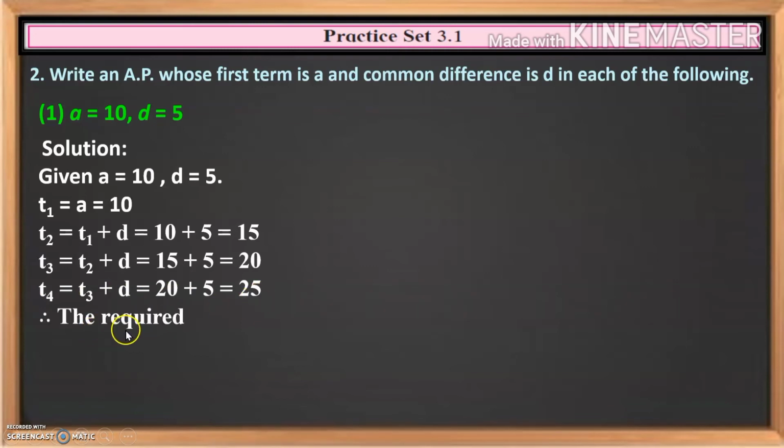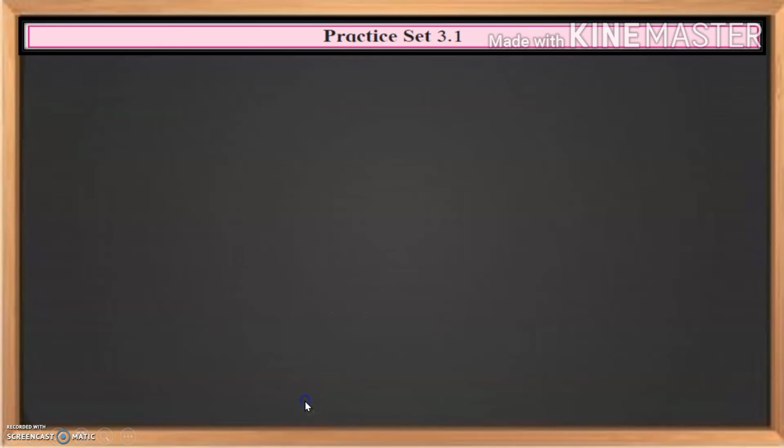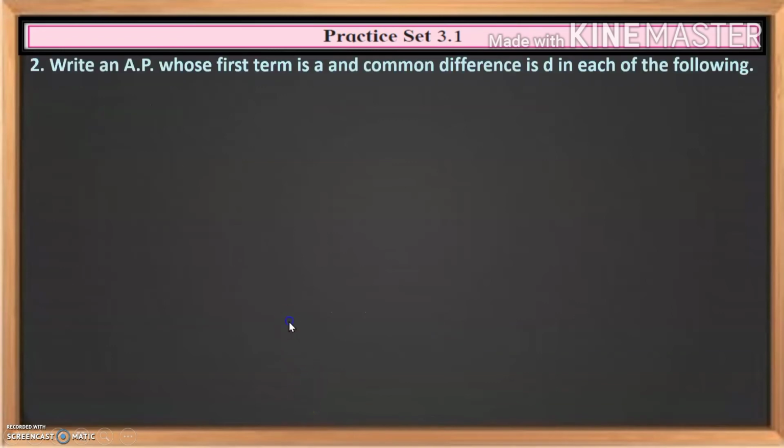So the required AP is 10, 15, 20, 25 and so on. At least 4 terms are expected in the answer. We'll go to the next sum. I'm now taking up the third sum.